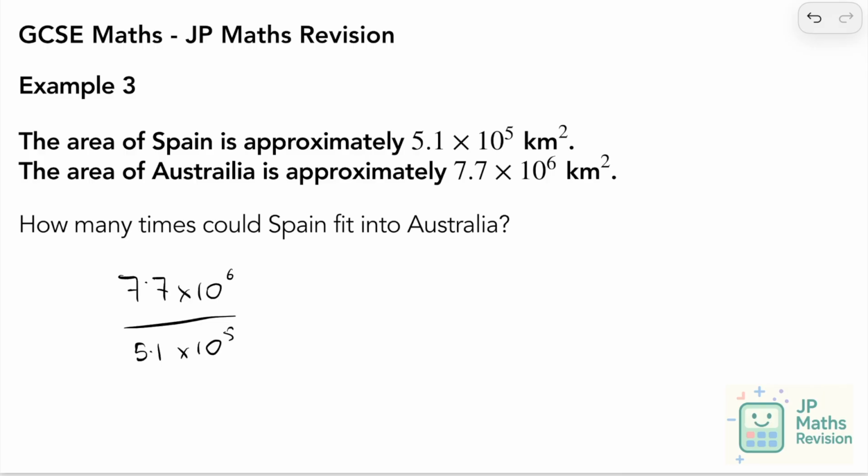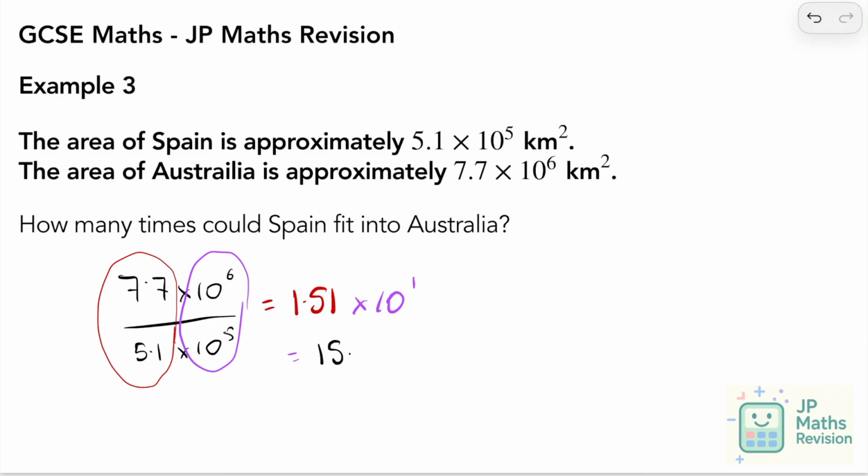So to do this, we do 7.7 divided by 5.1 first. So if I do that, that's going to be 1.51. And then I need to do 10 to the power of 6 divided by 10 to the power of 5. So when I'm dividing, I subtract the powers. So that's going to be times 10 to the power of 1. So 1.51 times 10 to the power of 1 as an ordinary number, that's 15.1. So it says how many times could Spain fit into Australia? The answer is going to be around 15 times.